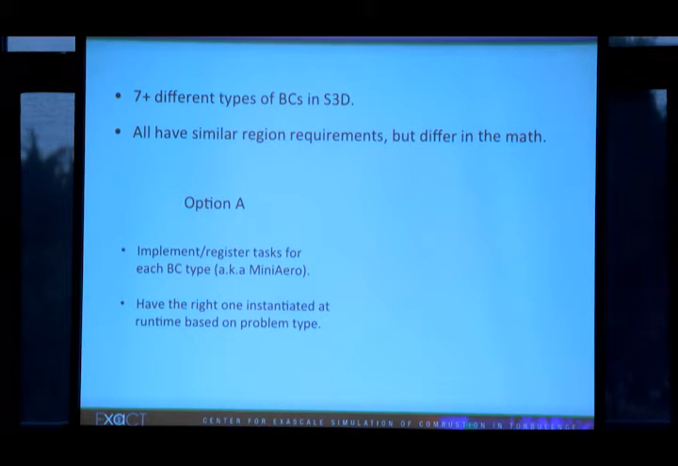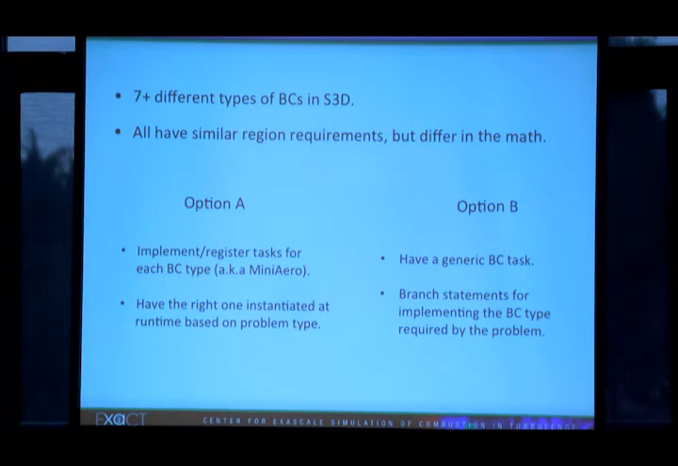The first option that I was heavily leaning towards was actually implement and register tasks for each of the boundary condition type. This was partly inspired by how it was done in Mini-Aero, where for every different physical boundary condition type, you actually code up the task, have it registered, and then I was hoping, naively as it turned out, that I could have the right type of the BC task instantiated at runtime. And I'll tell you why I was naive about this. So in any given problem, you will not have all the possible boundary conditions. So I was hoping that even by coding up all of those tasks, only the specific BC type tasks would get instantiated, but I'll tell you why that wasn't the case.